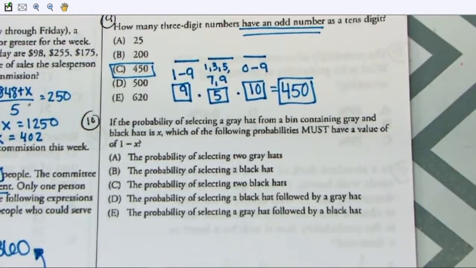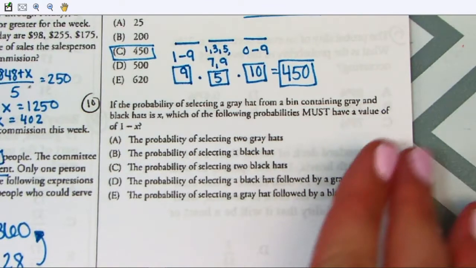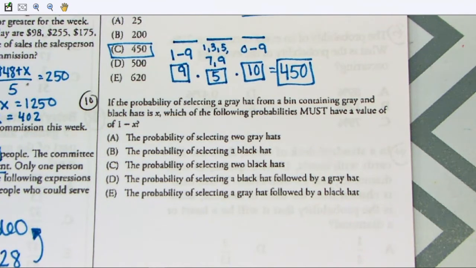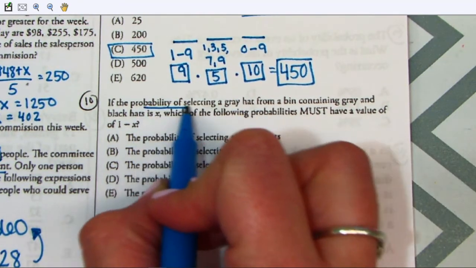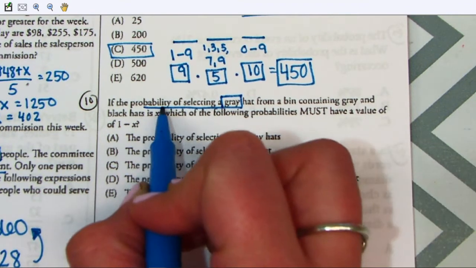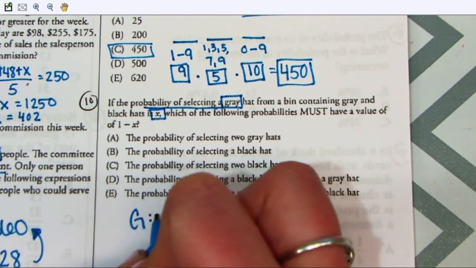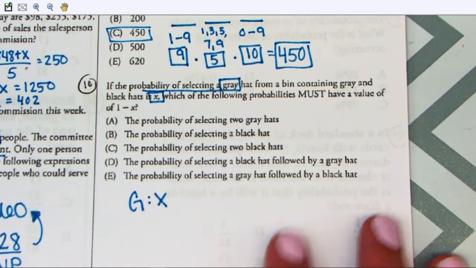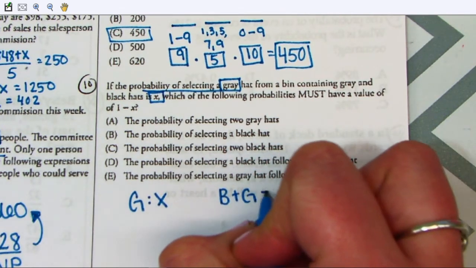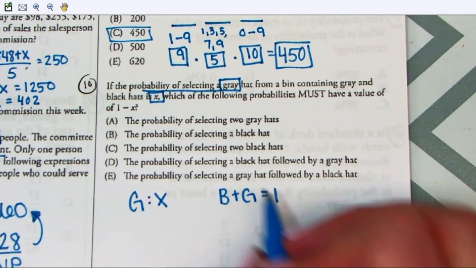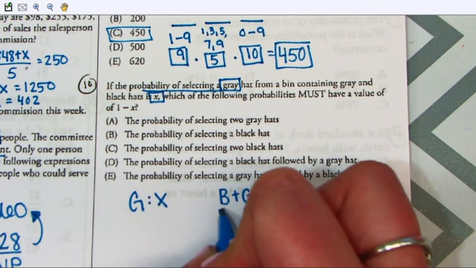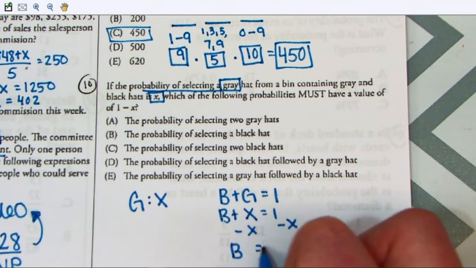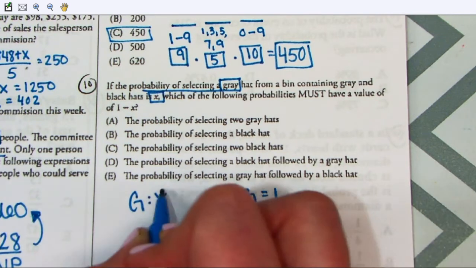Number 10, if the probability of selecting a gray hat from a bin containing gray and black hats is X, which of the following is 1 minus X? So in this problem, it says the probability of picking a gray hat is X. So gray means X. Well, there are only black and gray together, so black hats plus gray hats must equal 1. And we know that gray hats equals X. So if I bring everything down and subtract X, black hats equals 1 minus X. What's left is how many black hats.